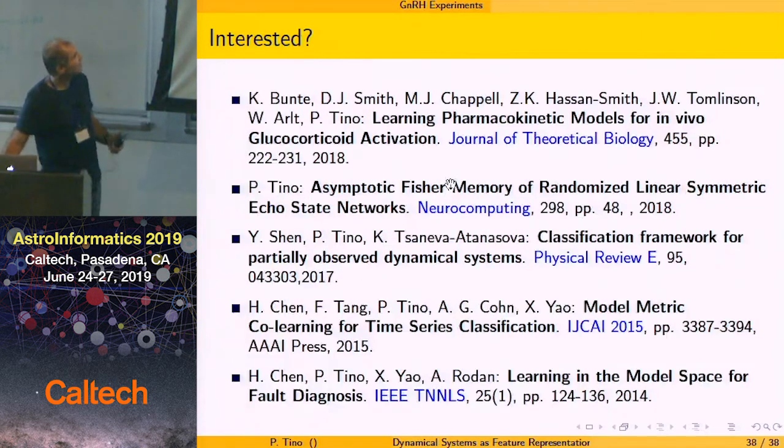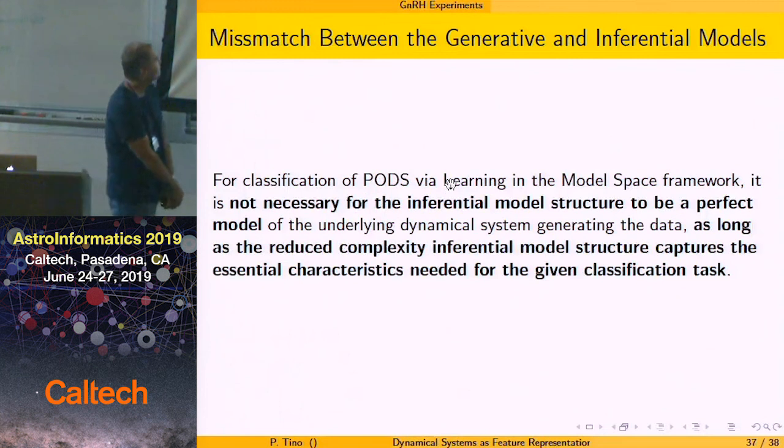So this is my final comment on this: it is not necessary for the inferential model structure to be a perfect model, as long as the reduced complexity inferential model structure captures essential characteristics needed for the given classification task. My final comment is that you can use the ideas of this methodology for unsupervised learning.